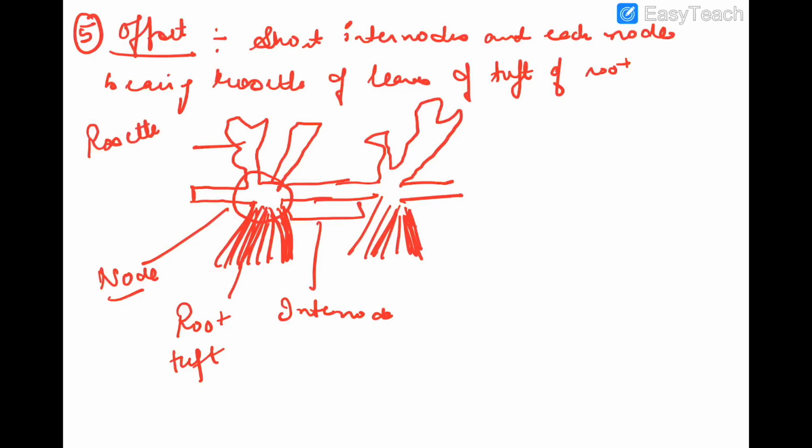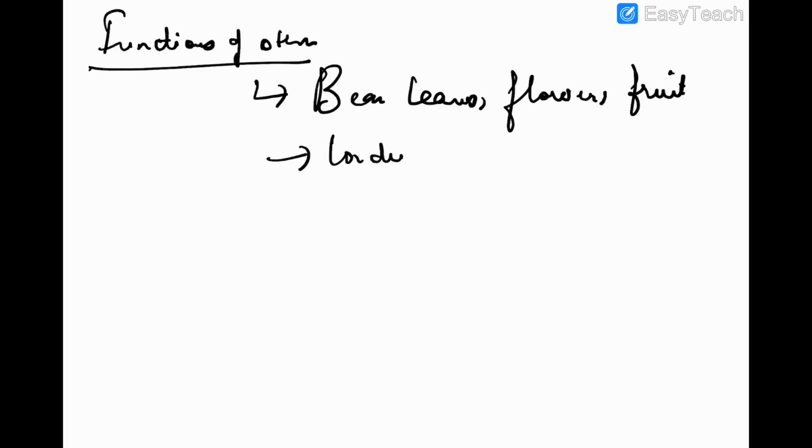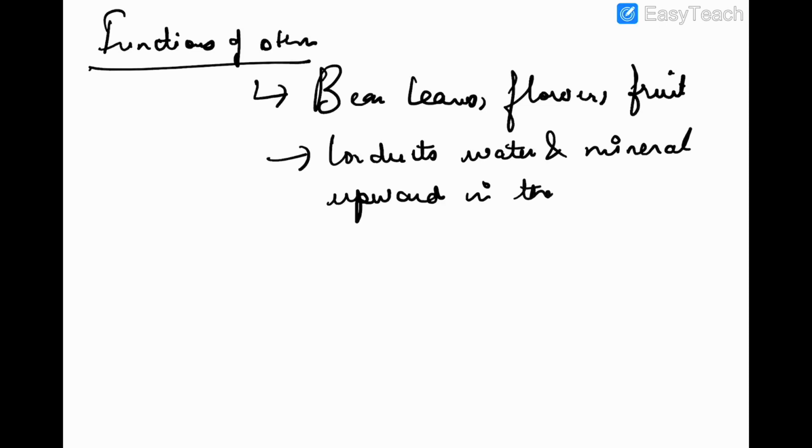Now let us look at functions of stem. Stem bear leaves, flower and fruit, and it conducts water and mineral upwards in the plant. So this was about root and the stem.